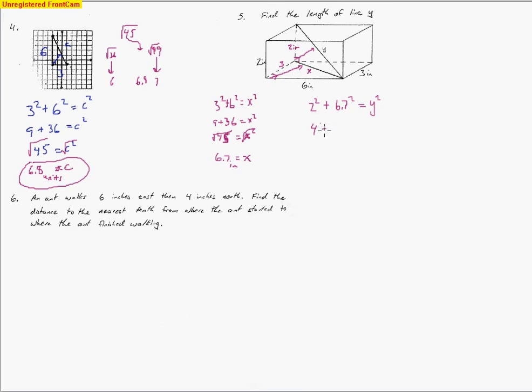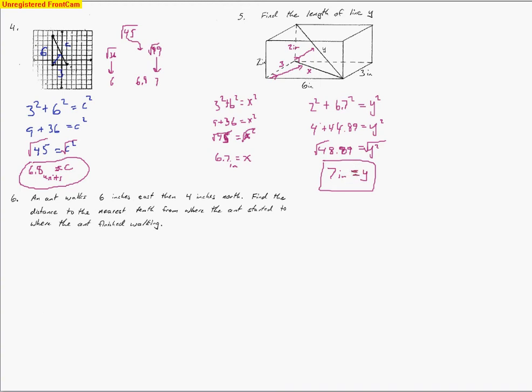So 4 plus 44.89, and this equals y squared. So I add these two numbers together, and notice what I get. I get 48.89. That's really close to 49, which would be exactly 7. So we're going to call this pretty close to 7 inches. It's just a touch under 7 inches, but it's pretty close to 7 inches there. Now, if I was supposed to fit something in there, I wouldn't pick 7 inches. I'd probably pick like 6.9 inches to make sure it ends up fitting. But it's going to be really close to 7 inches.